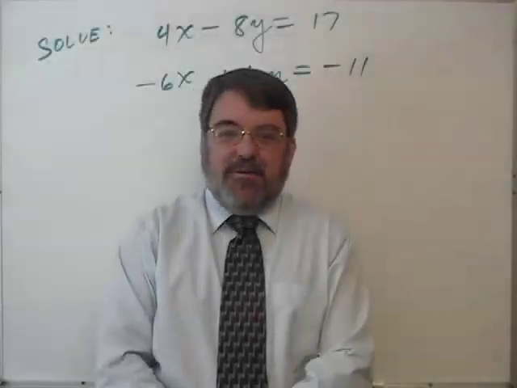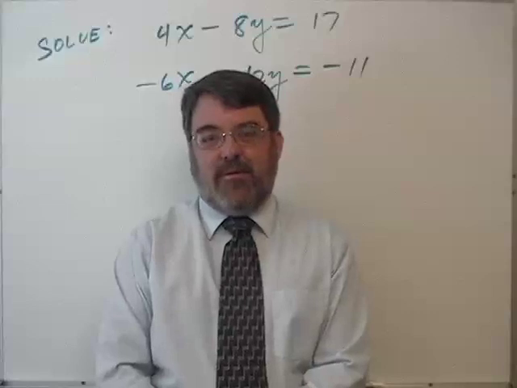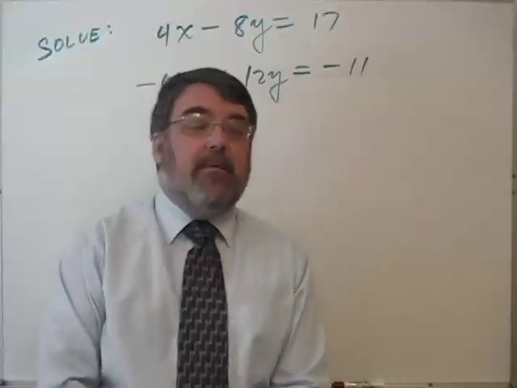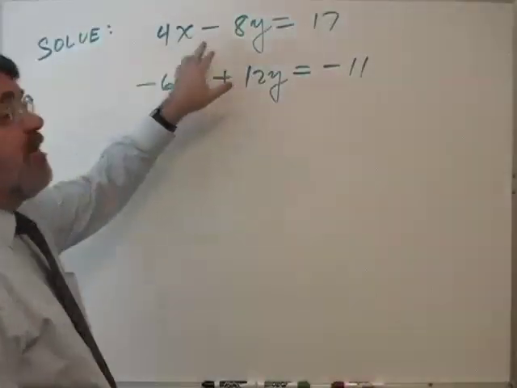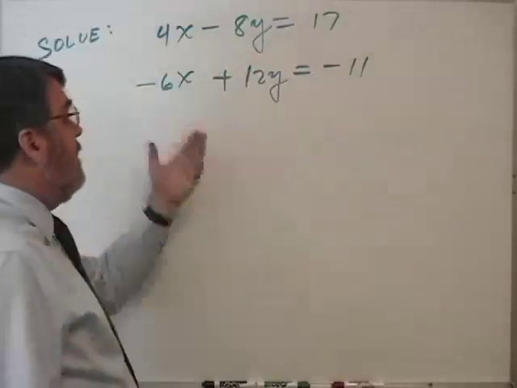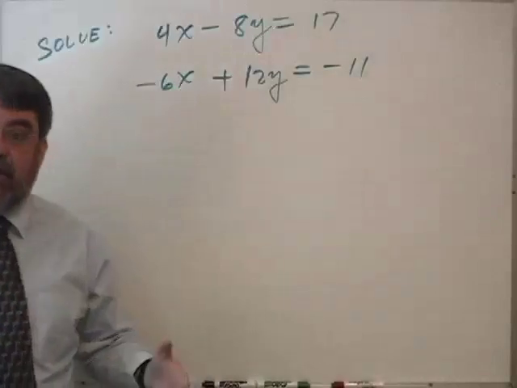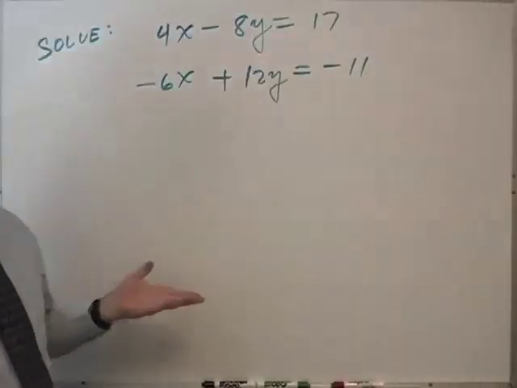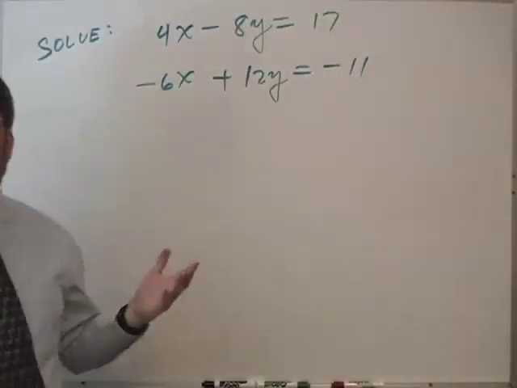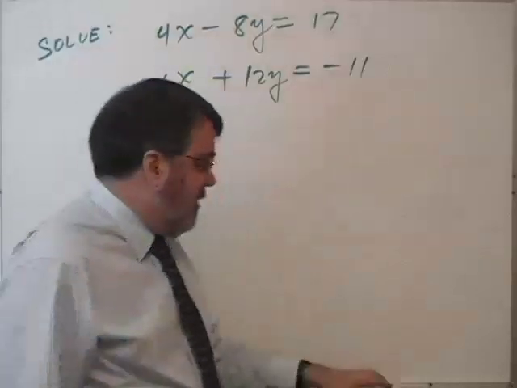One more new thing to show you about systems of two equations. And here's a problem. Solve 4x minus 8y equals 17 and negative 6x plus 12y equals negative 11. So where should we start? The x's are smaller, so how about we eliminate x?